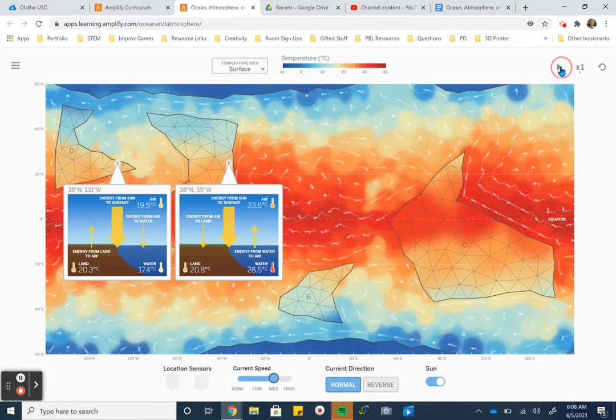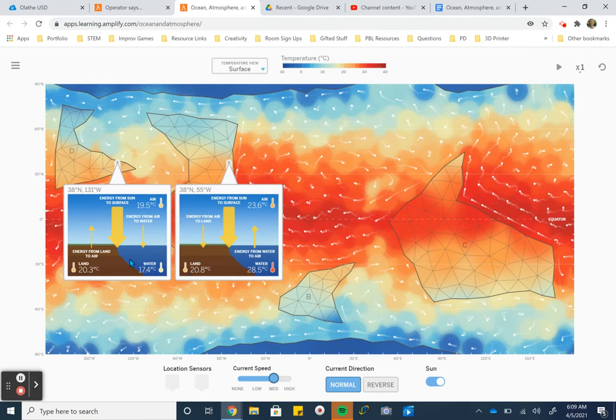I'm going to pause it so we can look. So right here I can see that the water at this current is very warm, 28.5 degrees Celsius, very high temperature, and it's transferring energy to the cooler air, which is 23.6 degrees. The land is only 20.8, so the air, at 23.6, is transferring energy to the land.